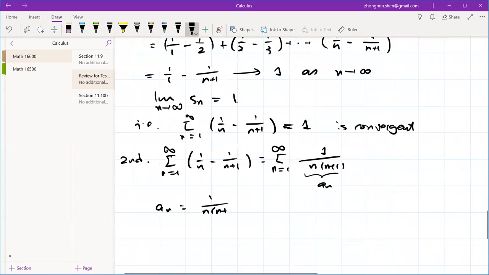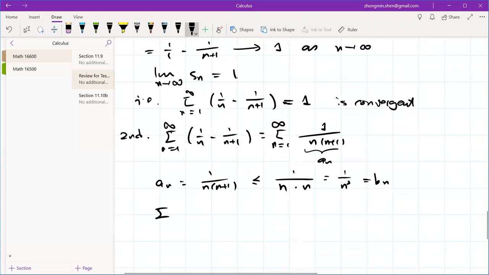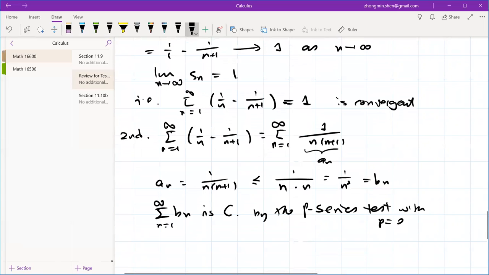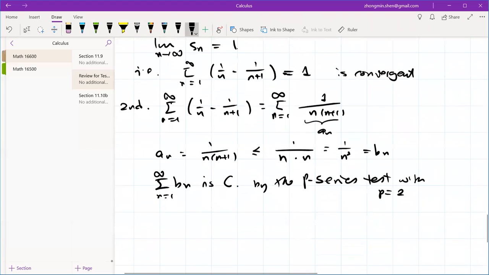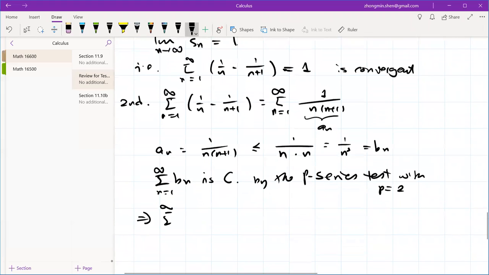n times n plus 1 is greater than or equal to n times n, which gives 1 over n squared. That's my bn. So I get a p-series. This bn is convergent by the p-series test. We already proved that, right? With p equals 2. So this implies the series is convergent by the comparison test.